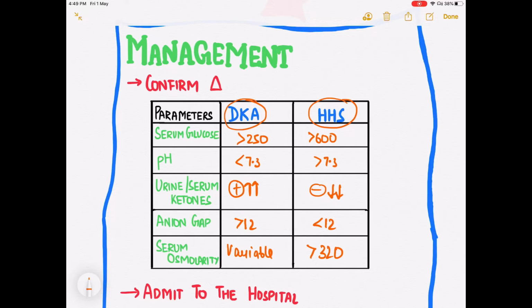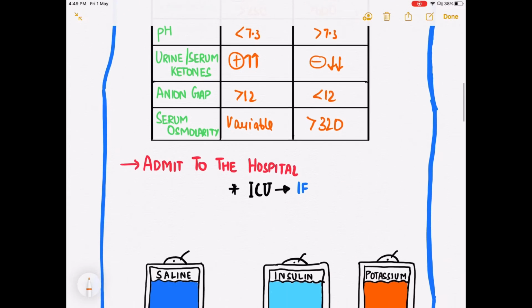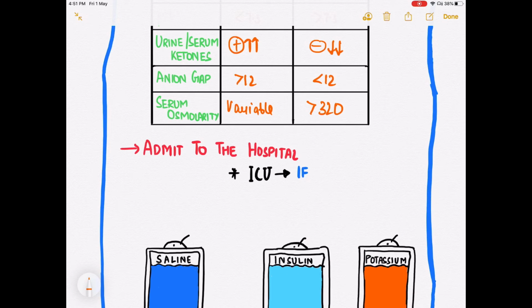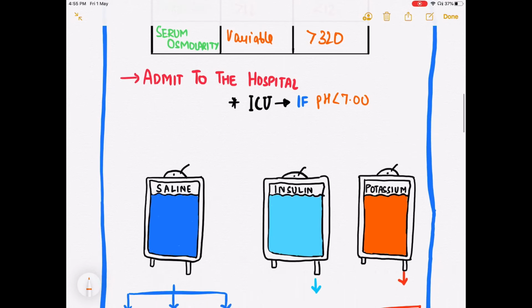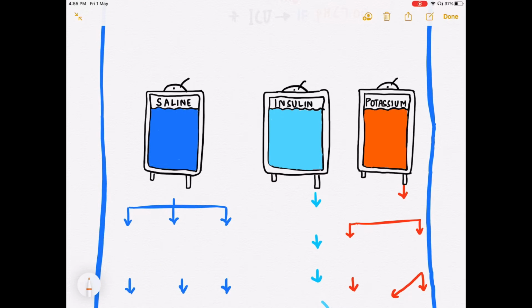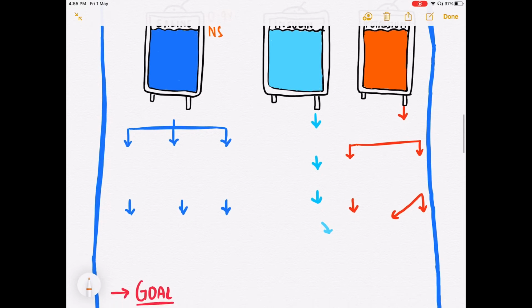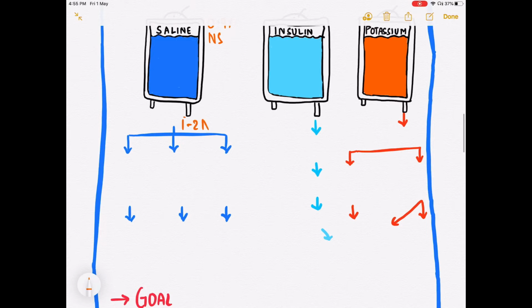Then, after confirming the diagnosis, we admit the patient to the hospital. We rush the patient to the intensive care unit if the plasma pH is less than 7. Then first of all, we treat the problem of dehydration by replacing the fluids rapidly. We do it by supplying normal saline, that is 0.9% saline intravenously. We begin with 1 to 2 liters of normal saline every hour.